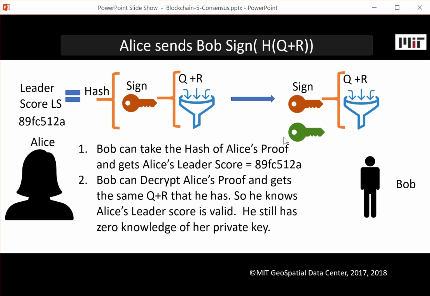So this is a really amazing algorithm, and I believe it's going to be adopted by many of the blockchains.